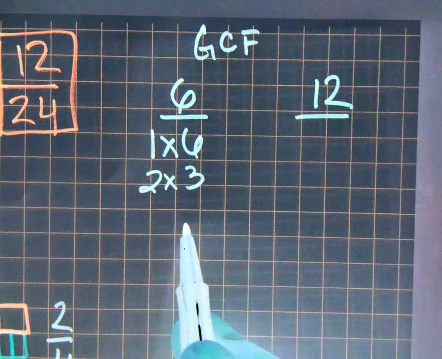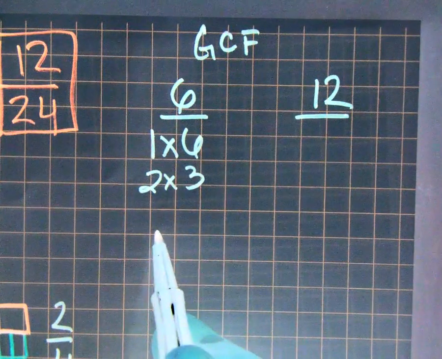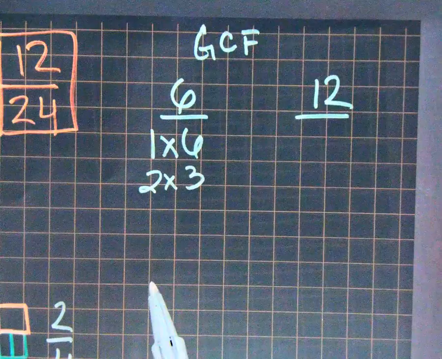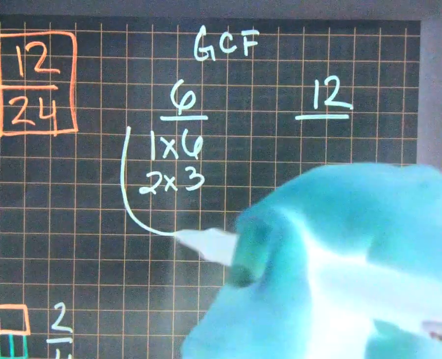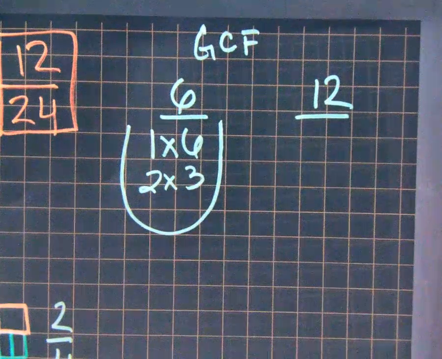There's no 4's. 4 times nothing equals 6. There's no 5's. We have 6 already there. So that's it. Those are all of them. We can't go any higher than 6. And that U-turn is done.